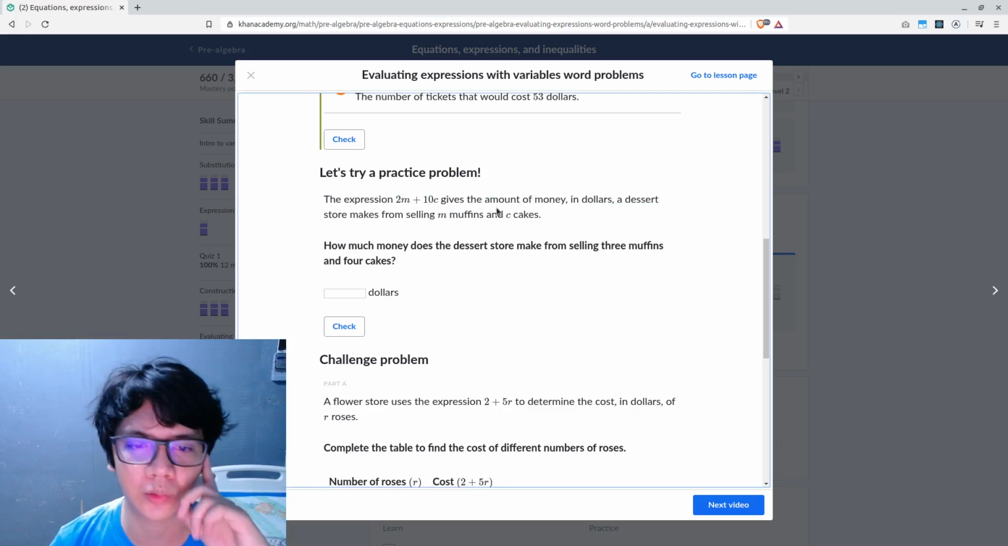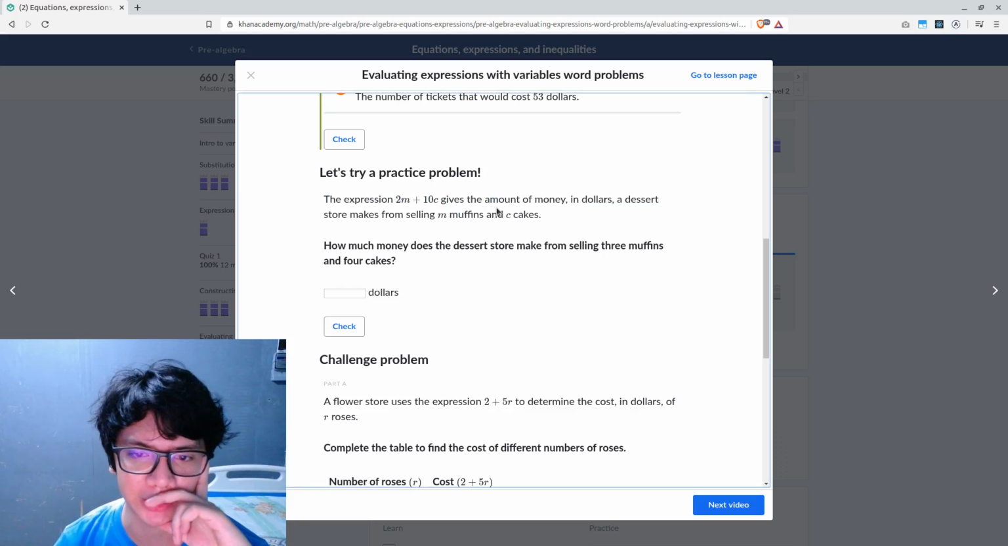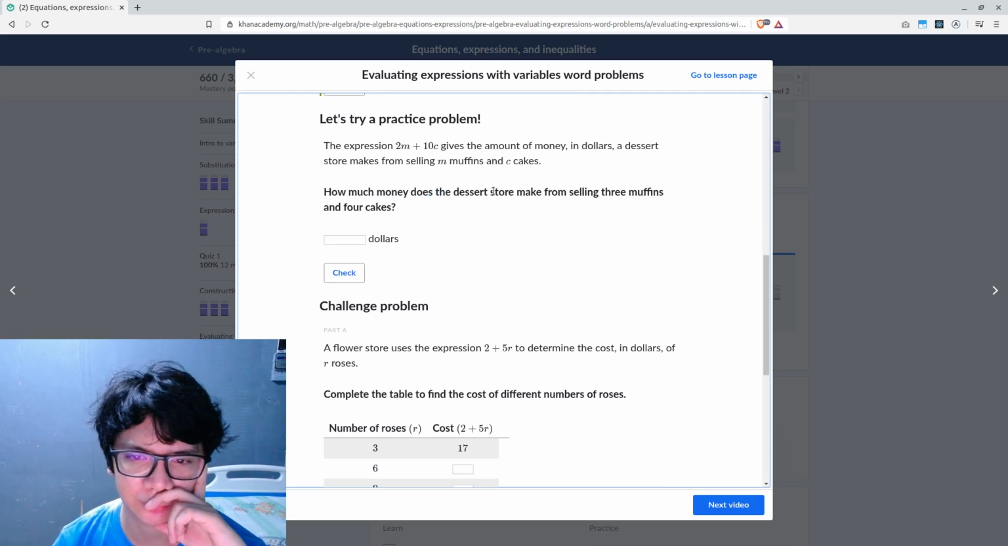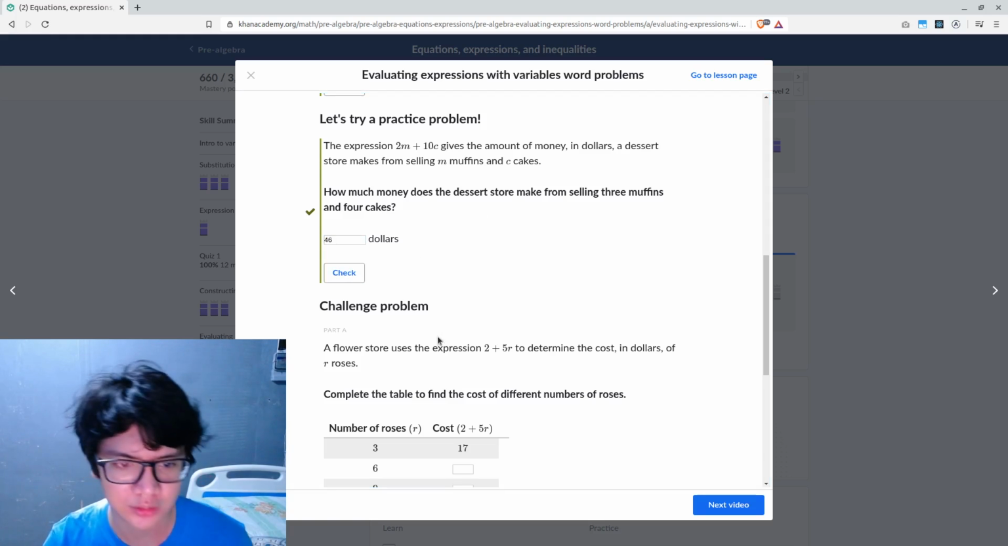The expression 2m plus 10c gives the amount of money in dollars a dessert store makes from selling m muffins and c cakes. 3 muffins and 4 cakes. 3 muffins, $6 for the muffins.